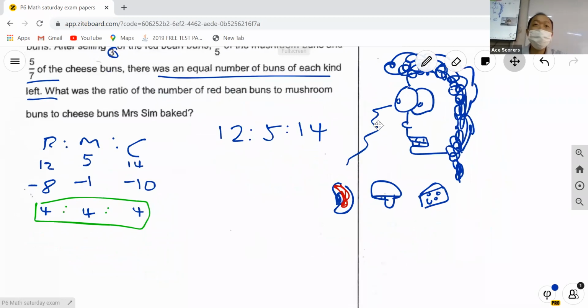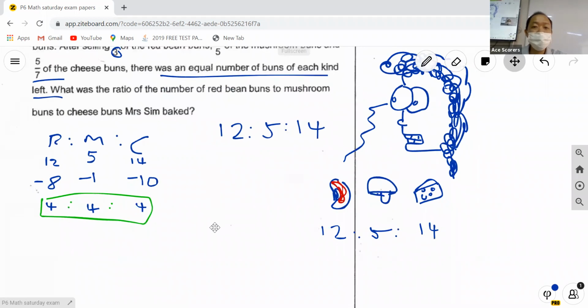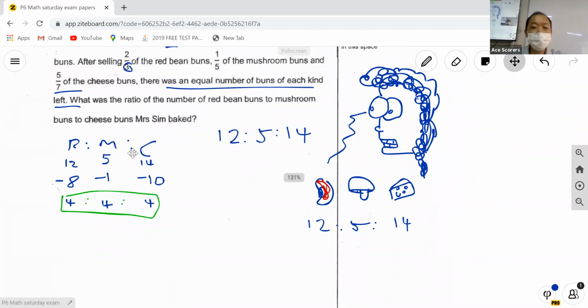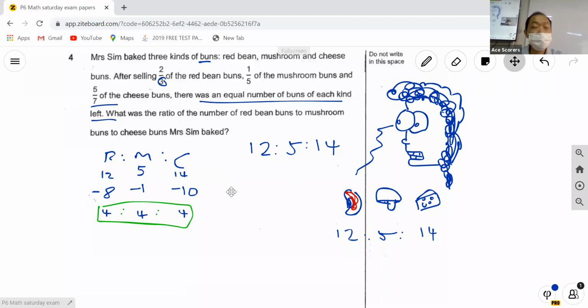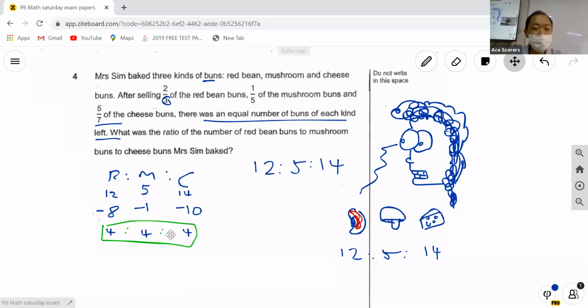Okay. So that's the number. It's 12, 5, 14 right here. Next one. Okay, are we okay? Can you copy this? Just copy this. No, just this. I did this. This is the only combination that fulfills.